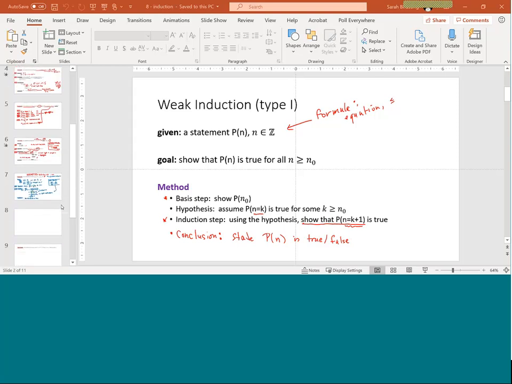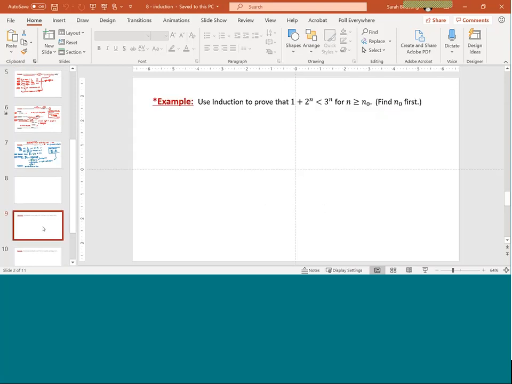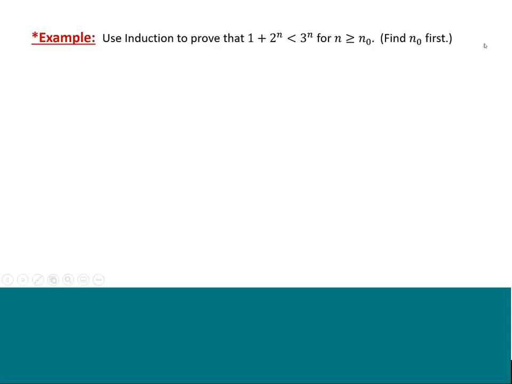So last time we had, what was it, three examples. We had one example with factoring. We had one example with adding up terms in a sequence. And we had one example dealing with sets. So let us jump into this next example. For this next example, I don't have anything written other than the actual example at the top of the page. What we want to do is use induction to prove that 1 plus 2 to the n is less than 3 to the n for n greater than some smallest n value.